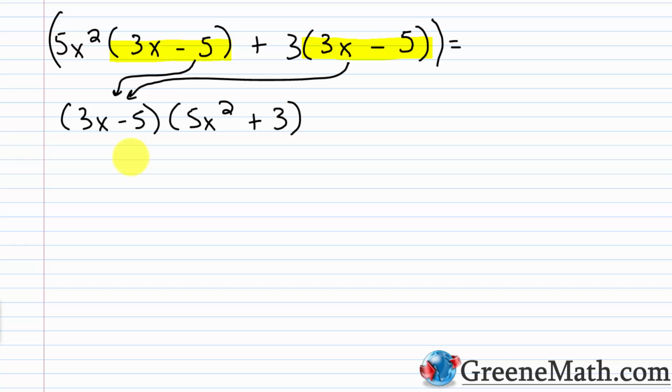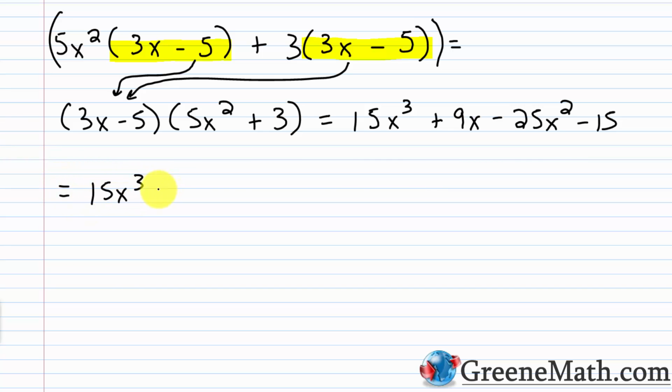So what we can do is use FOIL here, and we can prove that these 2 would multiply together to give us that original 4-term polynomial. So 3x times 5x squared is 15x cubed. Then 3x times 3 is plus 9x. Then negative 5 times 5x squared is minus 25x squared. Then negative 5 times 3 is negative 15. And if I reorder the terms, I get 15x cubed minus 25x squared plus 9x minus 15, which is exactly what we started with.